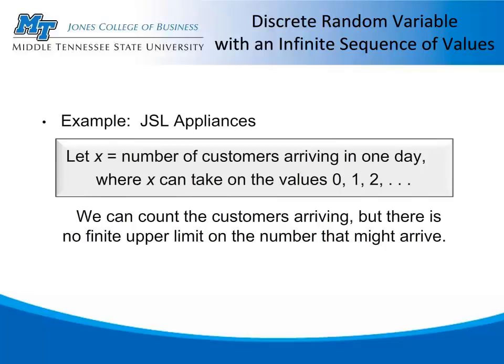Now, this example is a fairly common example. It's still associated with JSL Appliances. X is the number of customers arriving in a day, but there's not really any upper limit on that. You could have 50 customers. You could have 500 customers. It's probably not very likely that you'd have 1,000 customers, but theoretically that's possible. We're not going to cover the Poisson distribution, which is what a random variable like this would ordinarily follow. But you can have infinite sequences of possible values for a random variable.